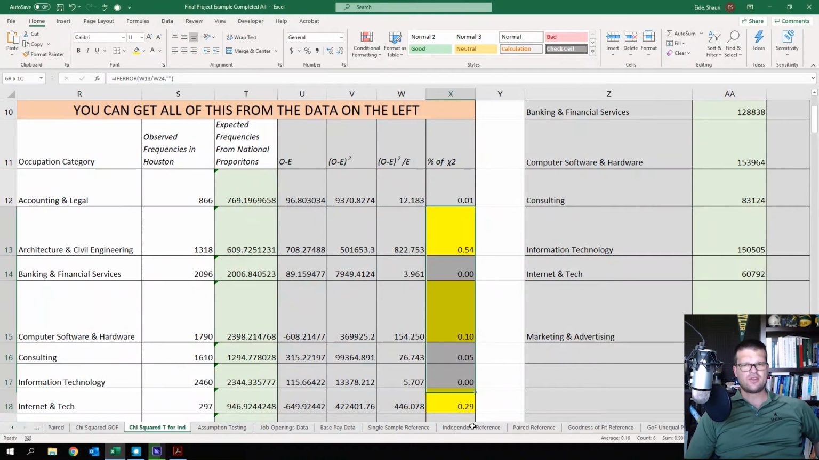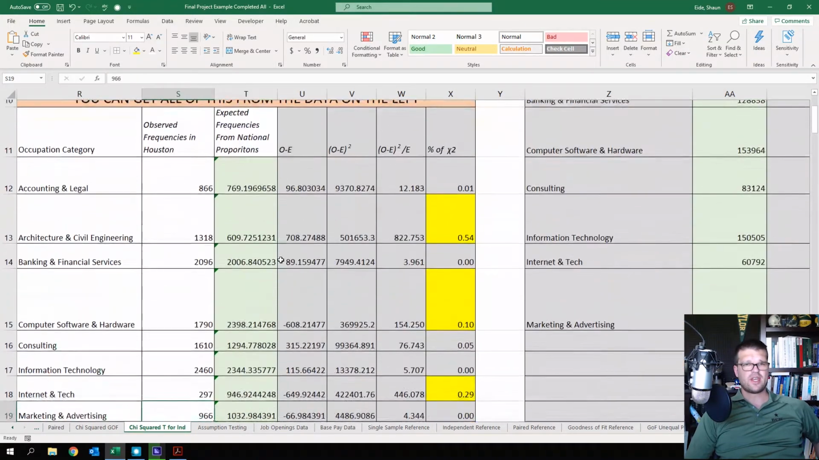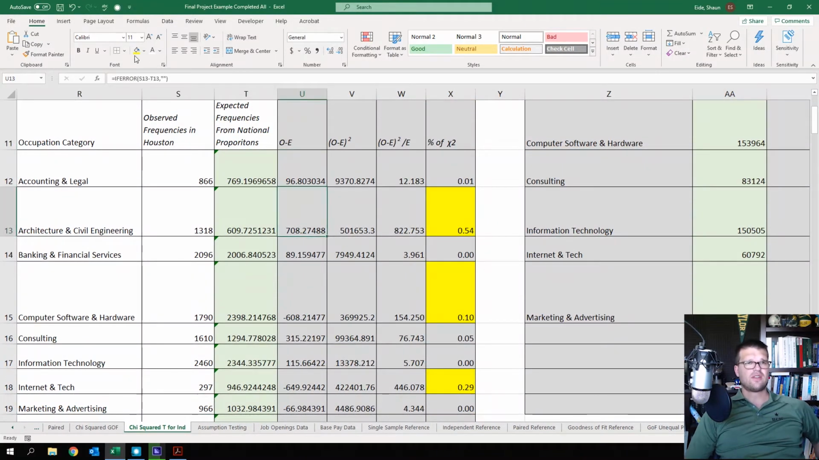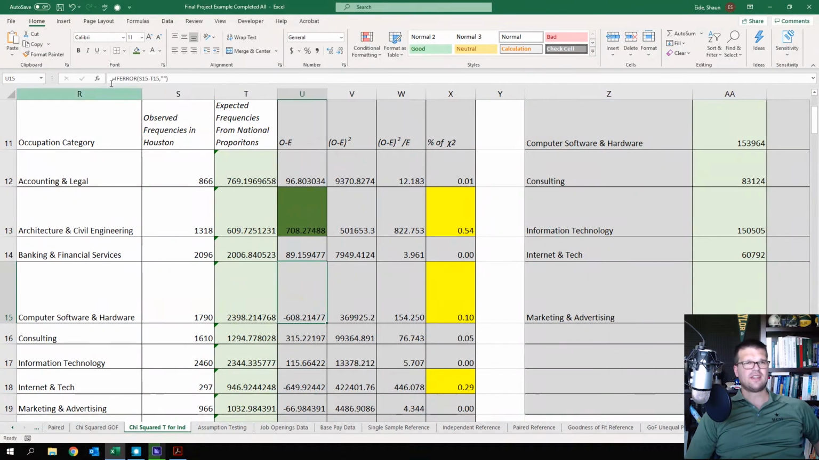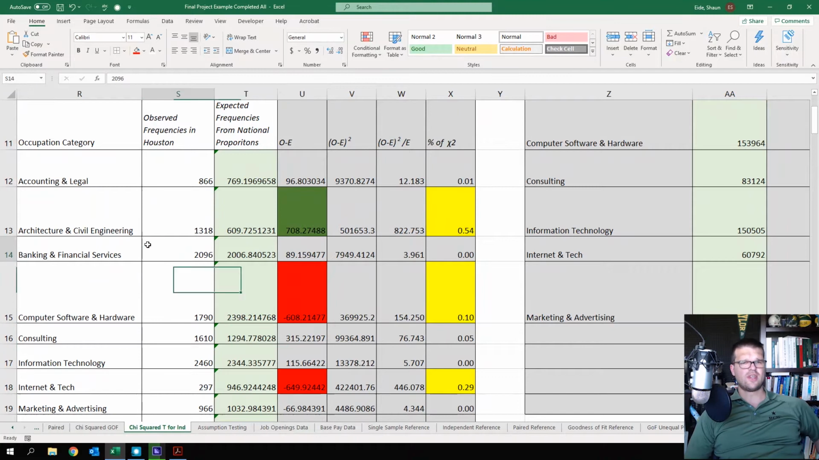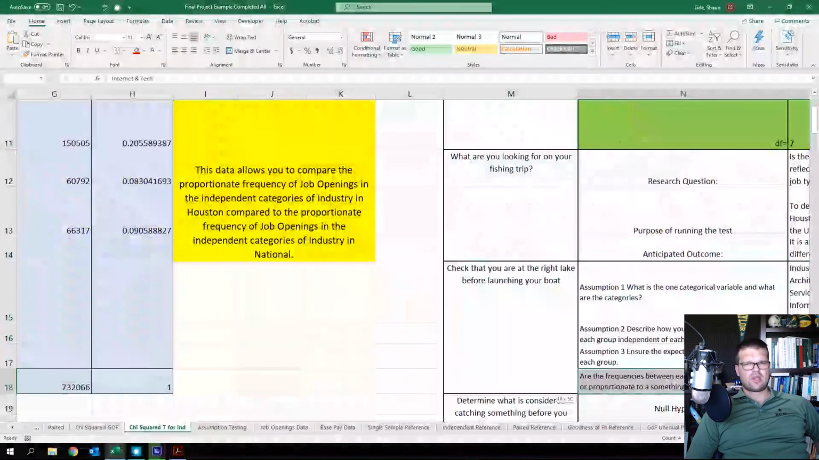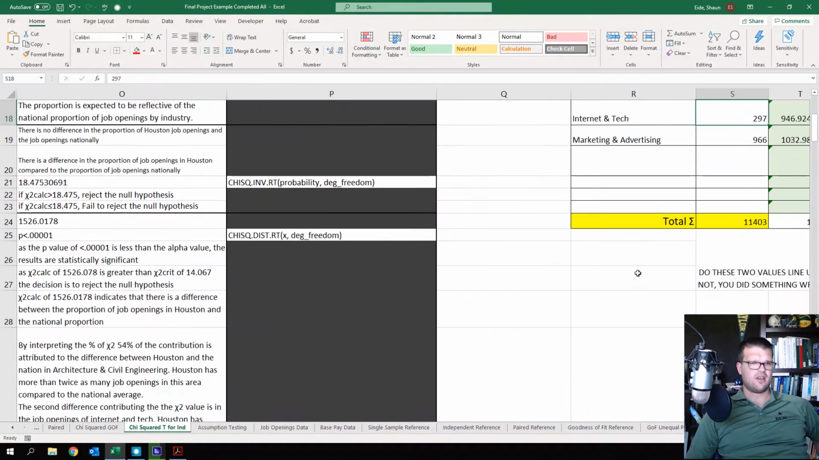So you look at these and you're like, is it above 10%? If it's above 10%, then you need to look at the difference scores. So you got the difference scores and you say, okay, I've got this difference score of 708, which means that it is more than what was expected. In other words, the observed scores in Houston are more than what's expected based on the national proportion. Then coming right here, computer software and hardware, this is less because it's negative, less than what was expected. And then next, internet and tech, once again, in Houston, the number of job openings in tech is less than what's expected. And so coming back over here, interpret the percent of chi-squared.